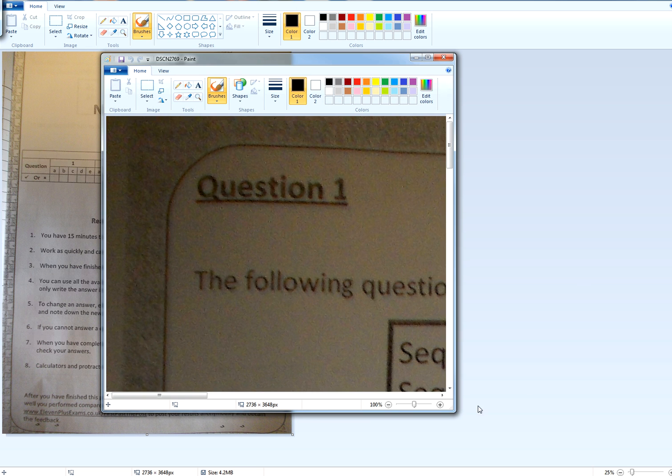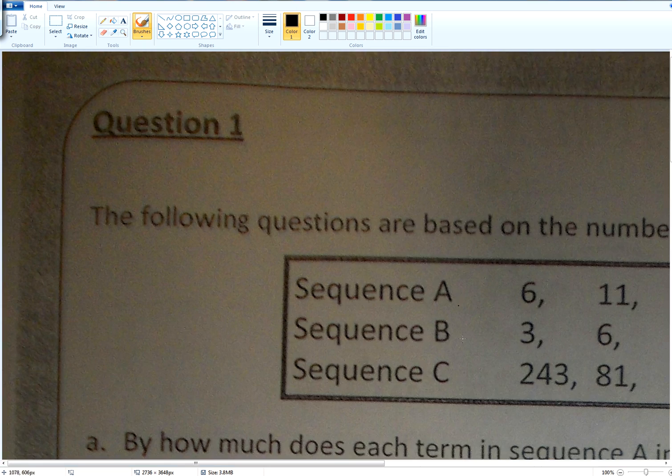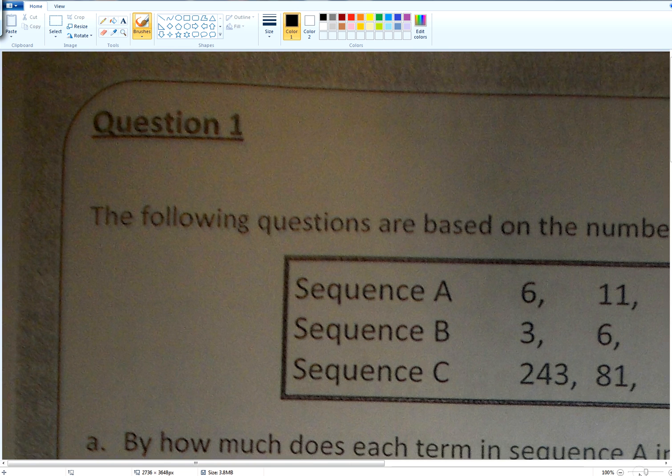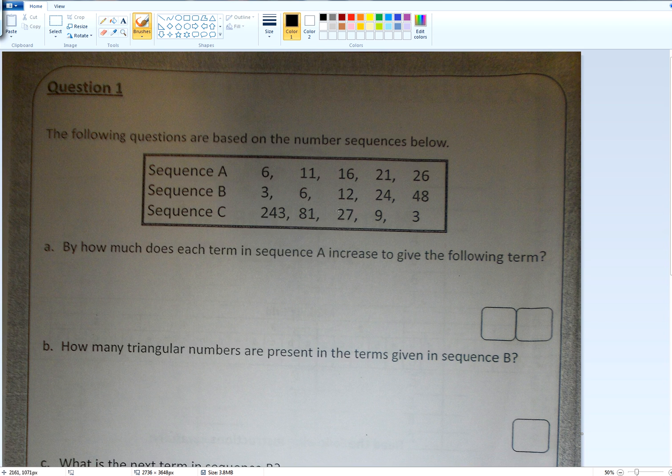Give me one moment while we get the first page loaded up. Right, let's make it a little bit bigger. Oh, that's better. Okay, folks, we are live now, so please behave yourselves.